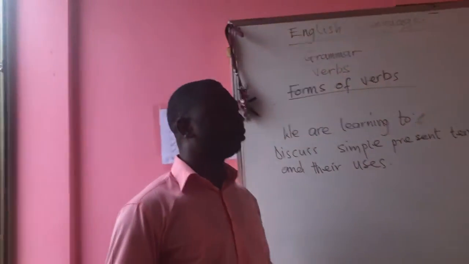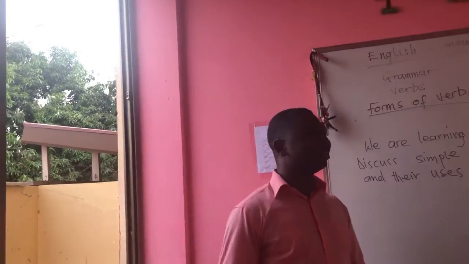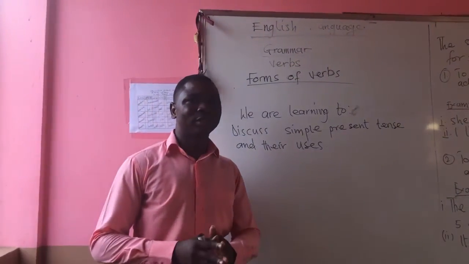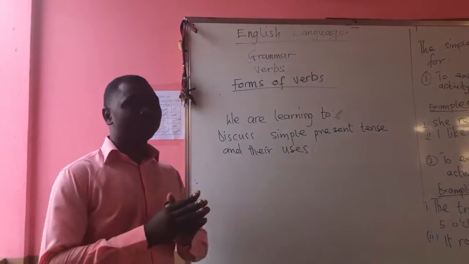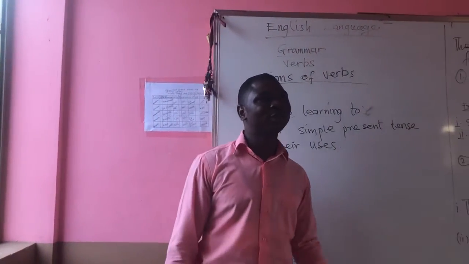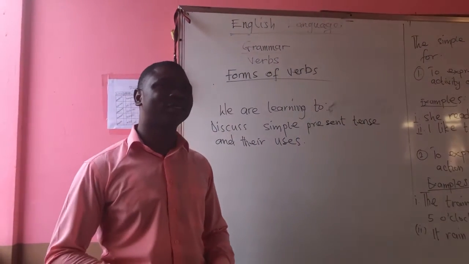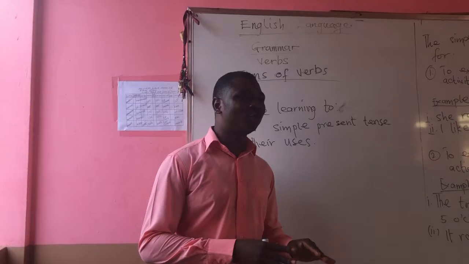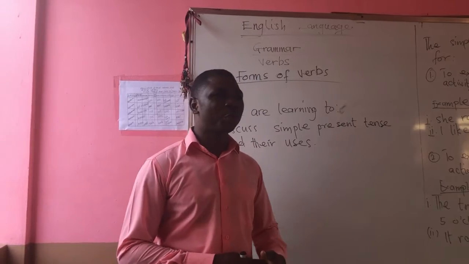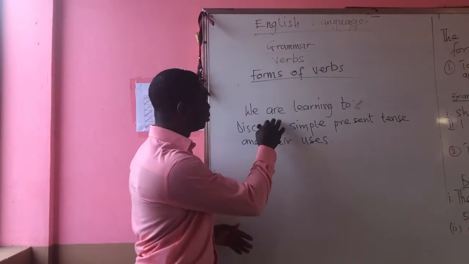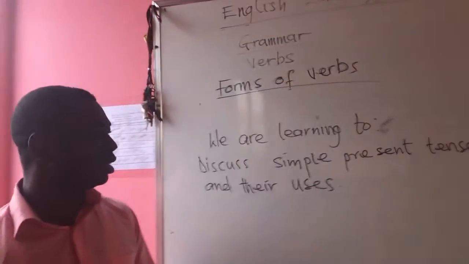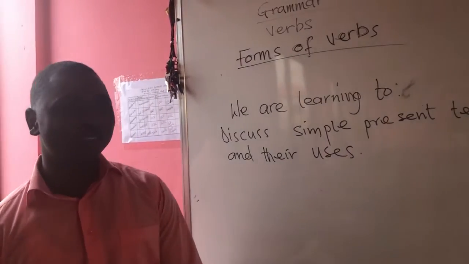We are talking about learning English language, and in the English language, the strand is grammar, the sub-strand is verbs, and then we want to talk about forms of verbs. Previously, we learned about verbs, and we talked about the two kinds of verbs, that is transitive and intransitive. Today, we want to discuss simple present tense and their uses.